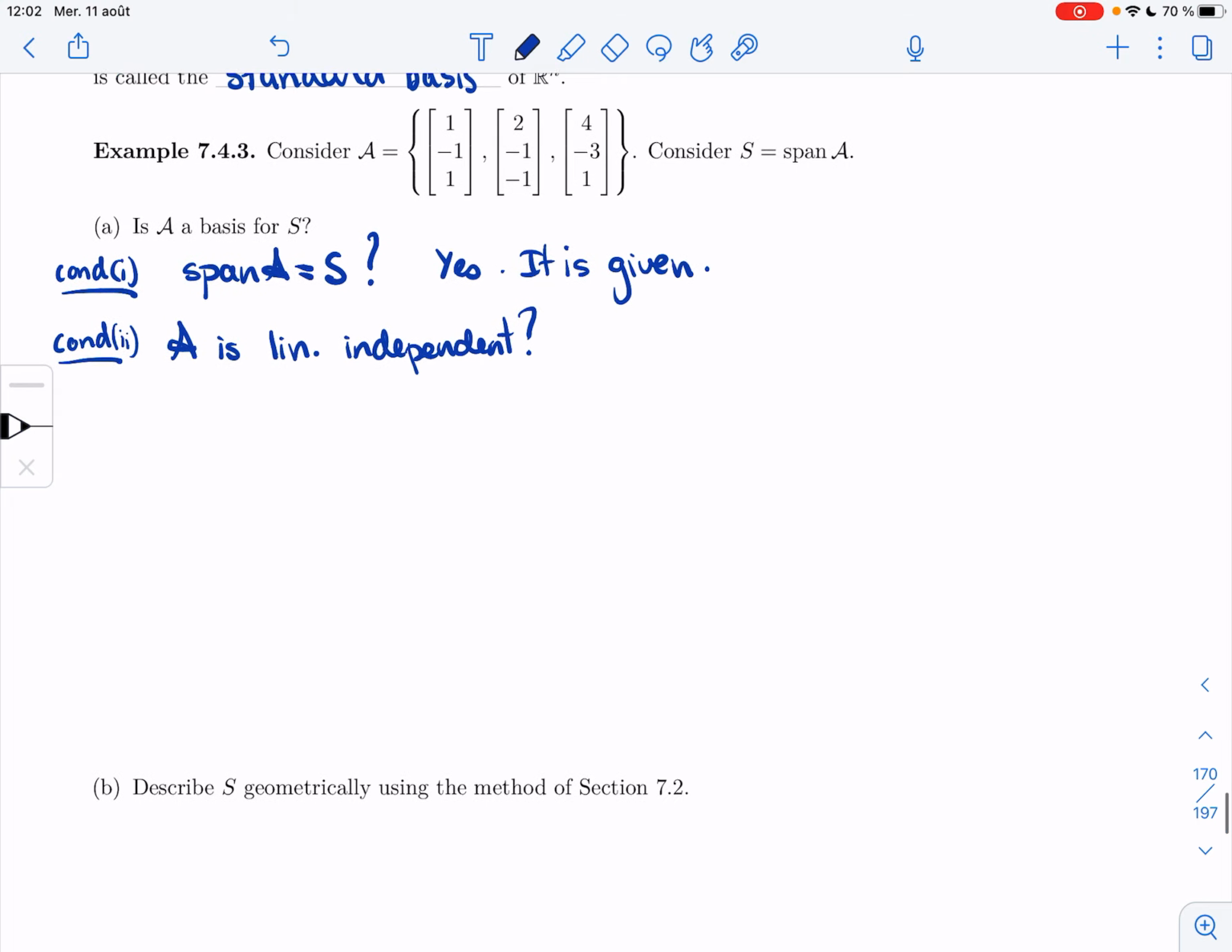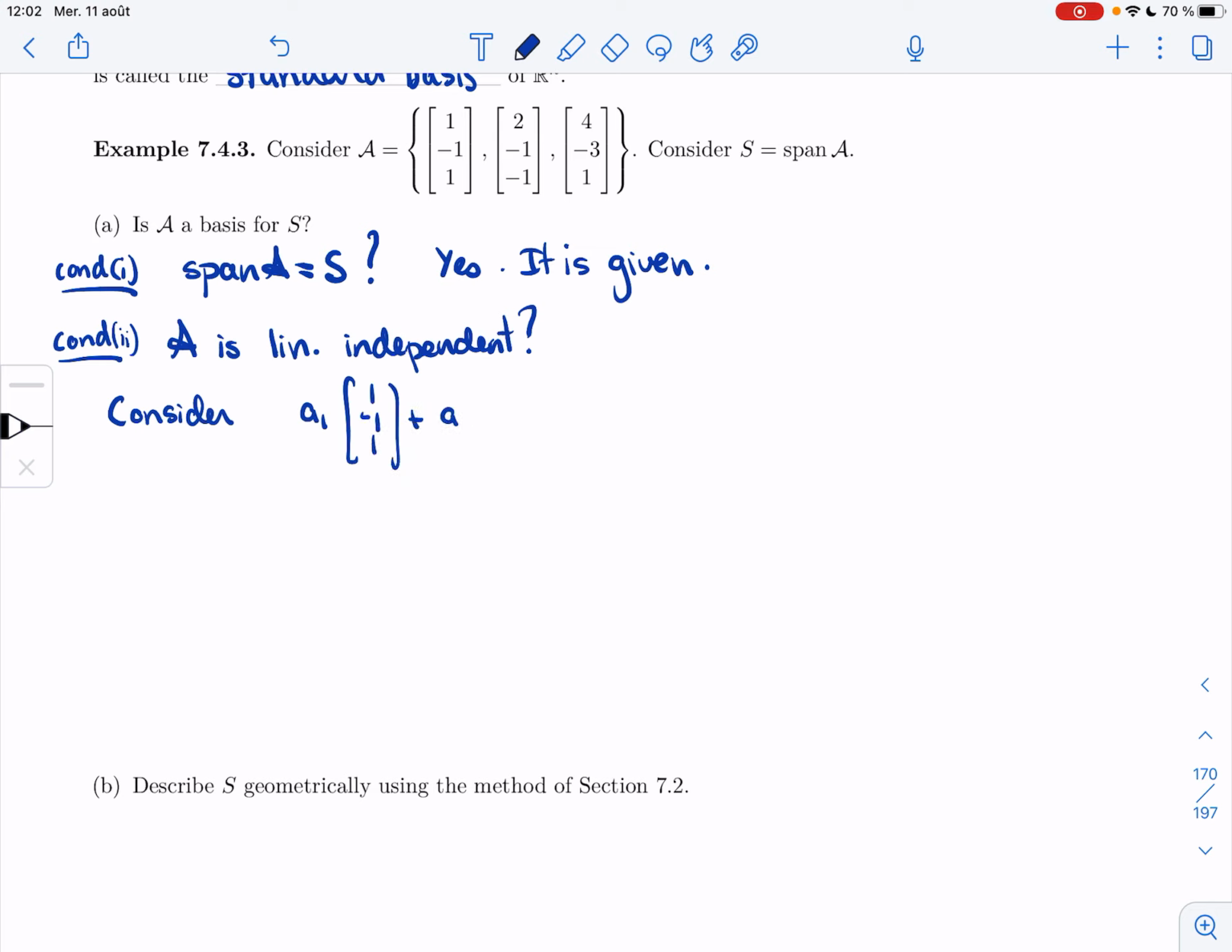And if you remember what that means, I'm going to look at linear combination of my three vectors and see how many ways there are of writing 0. So I'm going to look at A1 times my first vector plus A2 times my second plus A3 times my third, and I want to know how many A1, A2, A3 work in this equation. As soon as one works that isn't 0, 0, 0, they're dependent. If I need to put 0, 0, 0, that's the only way of making this equation true, then they're independent.